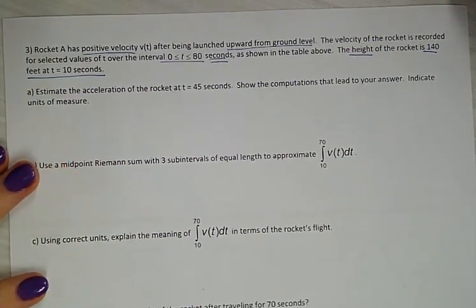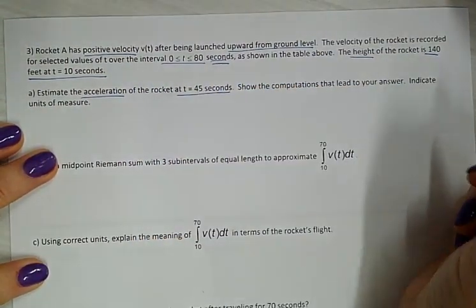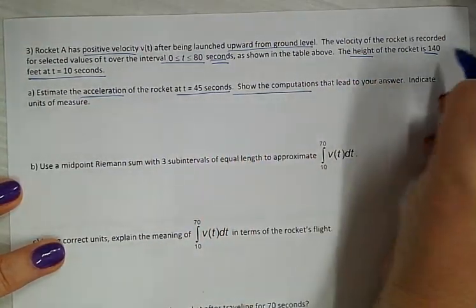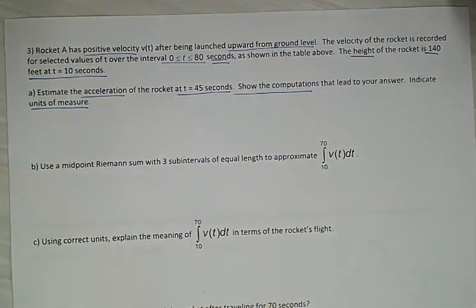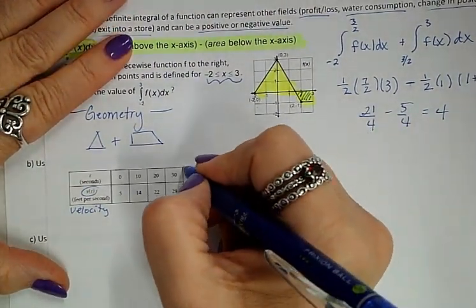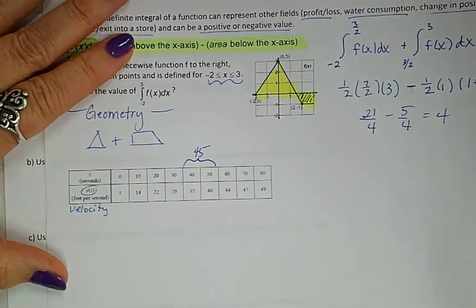All right, so the first thing in part A says to estimate the acceleration of the rocket at t equals 45 seconds. Show the computations that lead to your answer and indicate units of measure. So in this one, not only do we have to have the information and the work, we also need to have the units at the end. So as we're looking at the table where we're trying to calculate, we can see that we don't have 45, but we can go from 40 to 50 and fit in our 45 right there. So that's what we're using in this first problem.